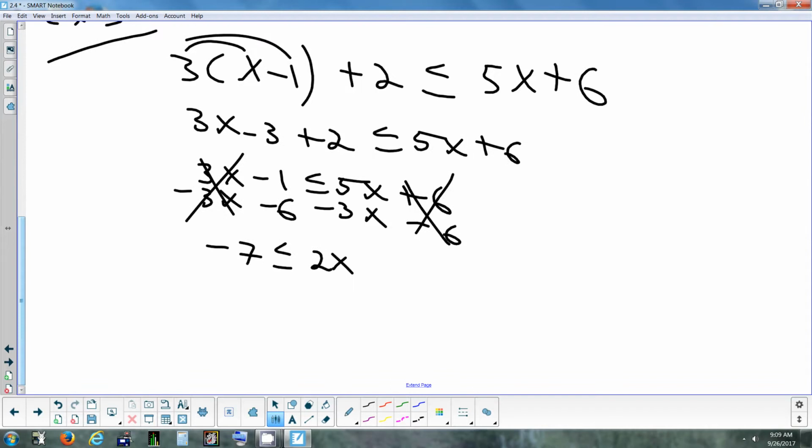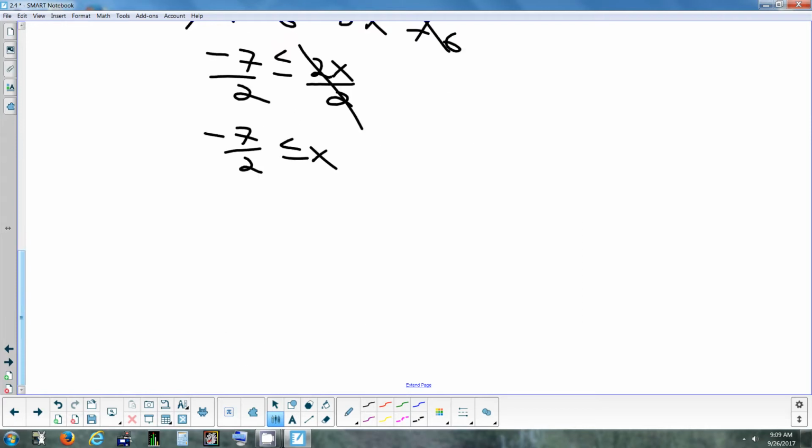And now, because I avoided the negative in front of x, I'm not going to have to flip the inequality. I might rewrite it when I'm done so that the x is on the left. But my last step is to divide by 2, which is a +2, so you don't have to flip anything. Okay, so you could write it that way. Or how would you write it if you want the x on the left? You're right, x is greater than or equal to 7 halves.